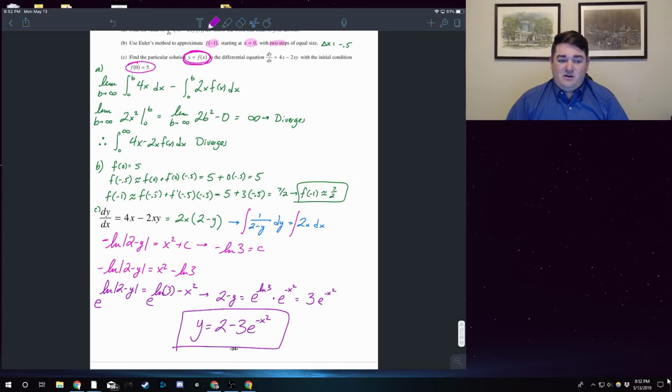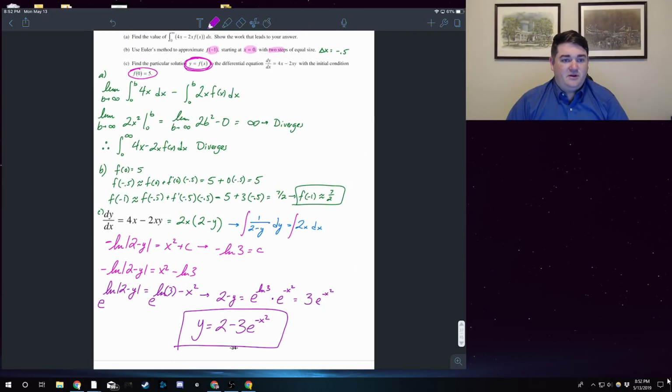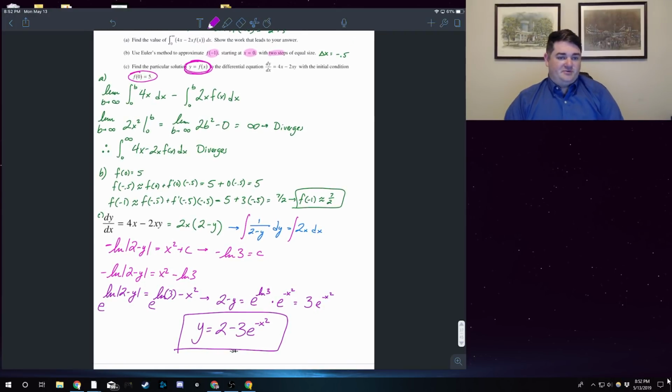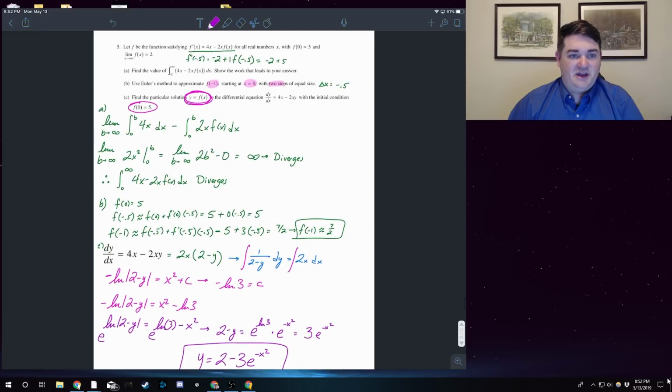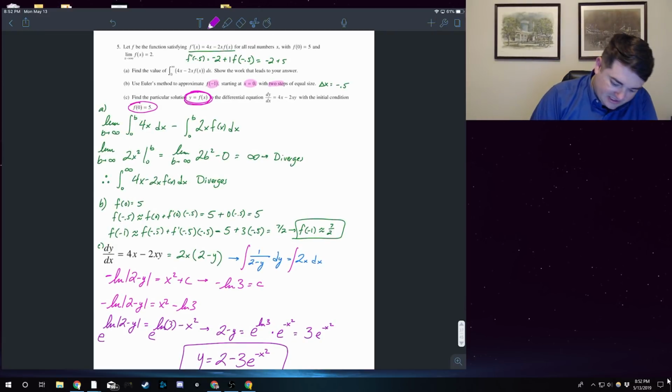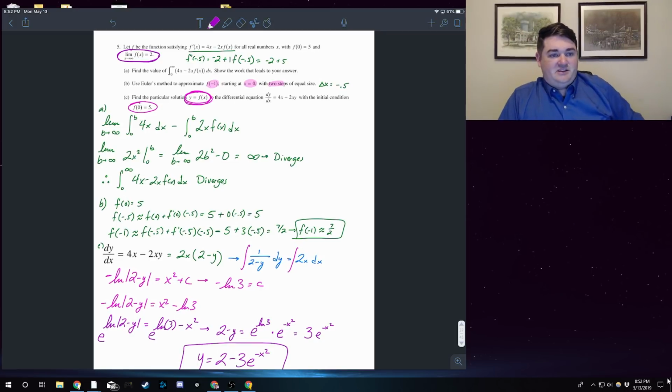Okay. That's a long problem. There was a lot going on there. I'm curious if I was right on part A. I'm still suspicious that I might have been a little hasty and made a mistake there, because I never used this information right here: that as x goes to infinity, f of x equals 2. So we'll go check that and see if I made a mistake.